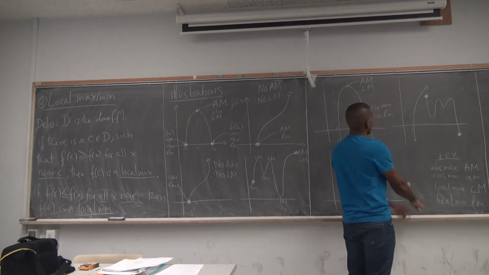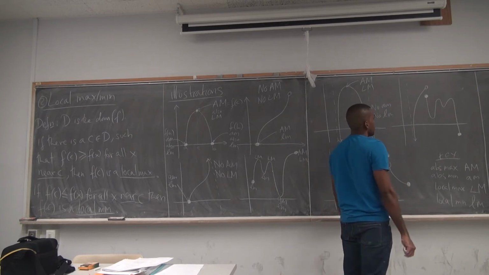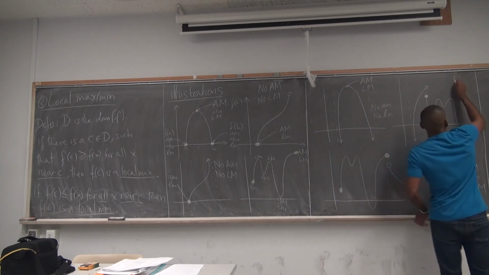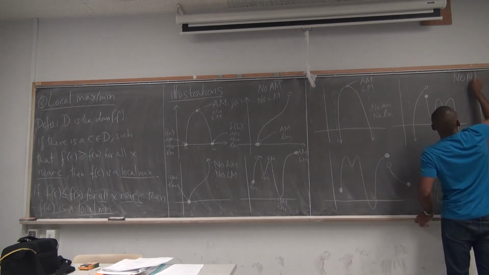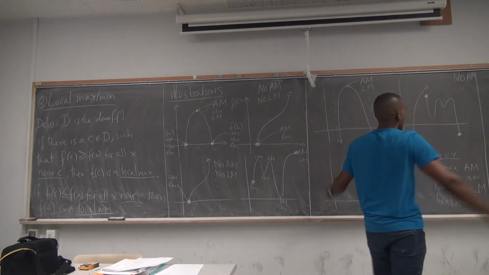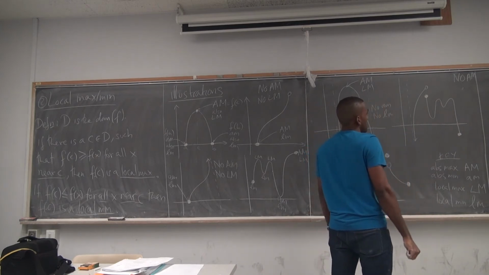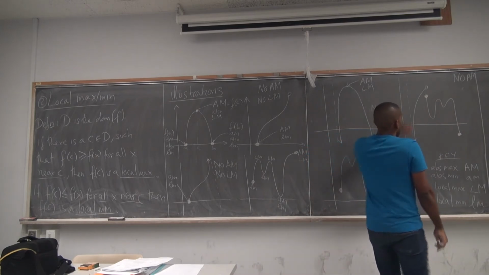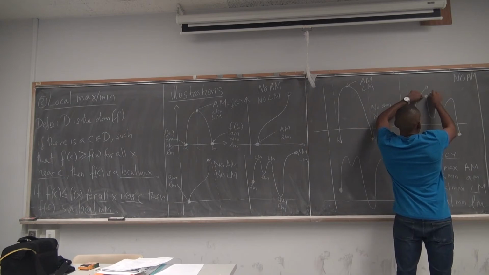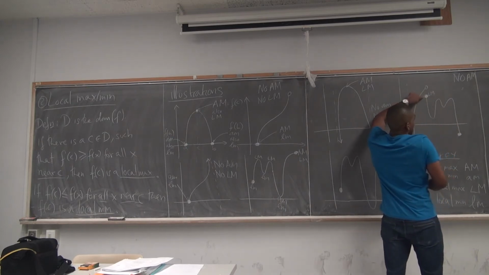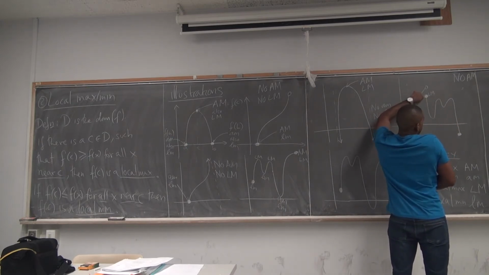This one. Absolute max would be the two tops? There's no absolute max here. There's no y value that's bigger than every other y value. But there's a local max, those two, right? No, this here is a local max, and those two. Is it? It's not.